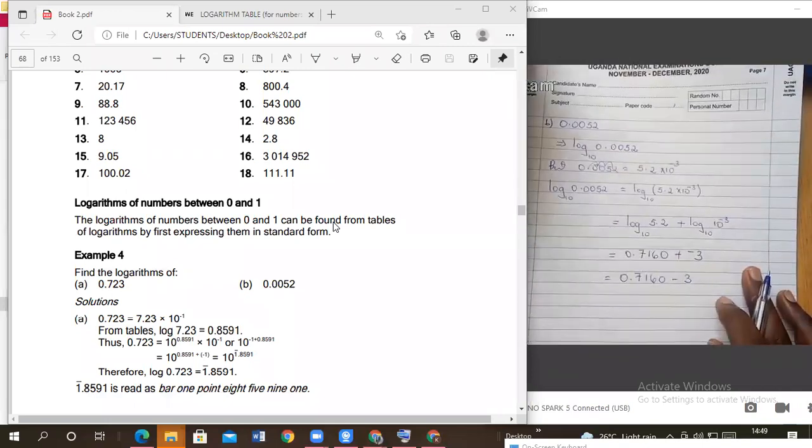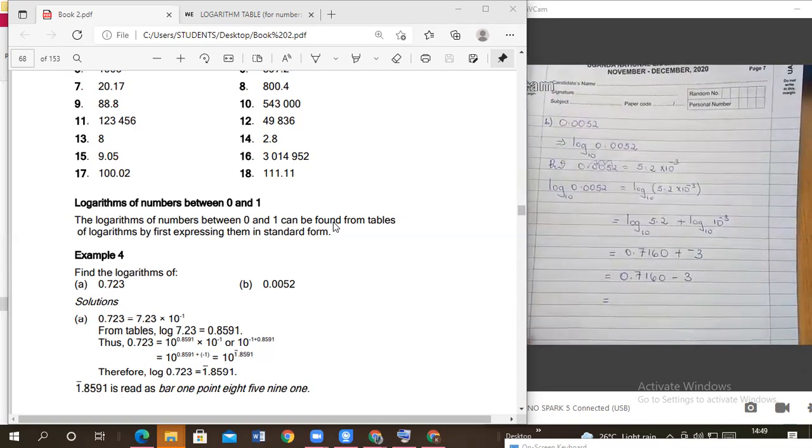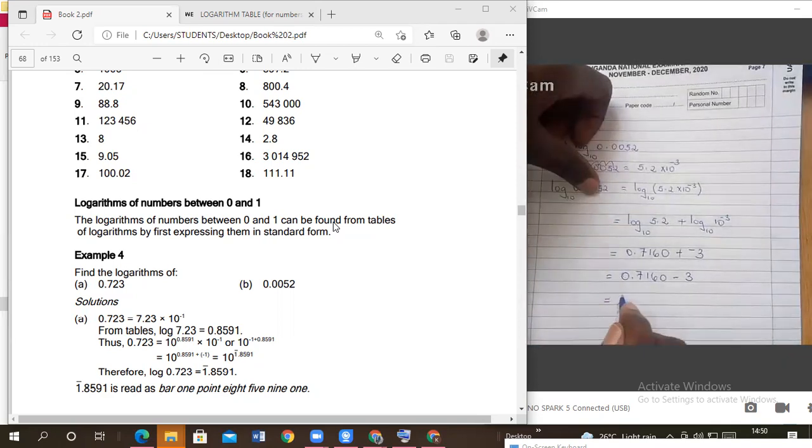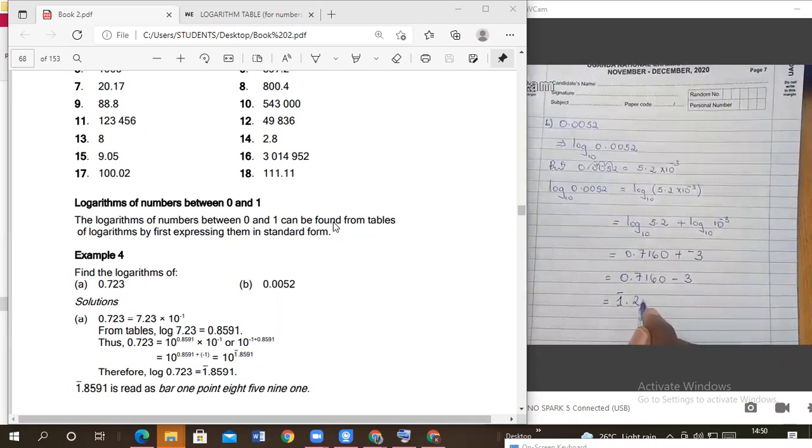The law of what? Integers. So what do you get there? Negative 1. Negative 8. How do you write the negative? You said 1 bar. Okay? Yes. Point 0.28, 28. 28 what? 39.